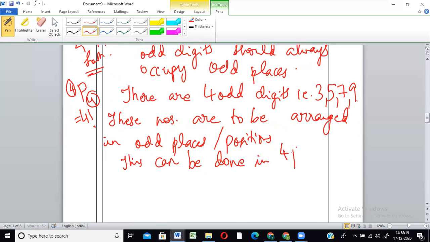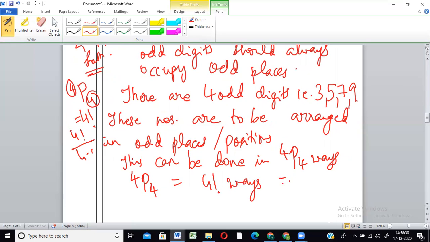So this can be done in either 4P4 ways, or 4P4 is the same as 4 factorial. If you write 4P4, then you will have to calculate 4 factorial upon 4 minus 4, that is 0 factorial, which is the same as 4 factorial. So don't do that extra work because it is the same thing. So in 4 factorial ways. Now what is 4 factorial? 4 into 3 into 2 into 1, which is nothing but 24 ways.